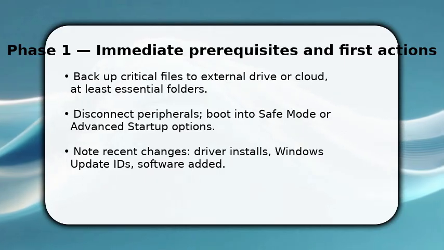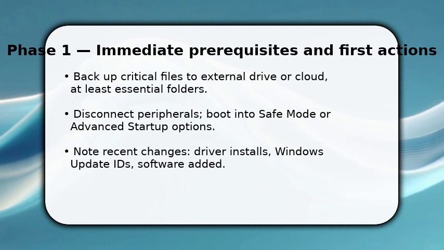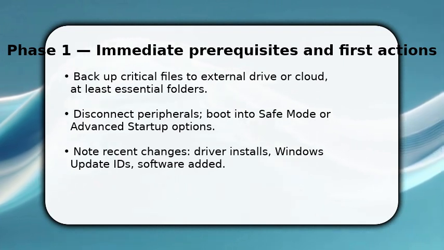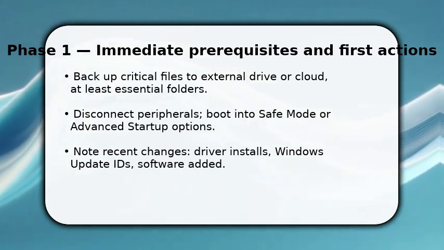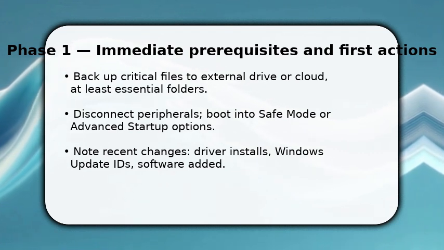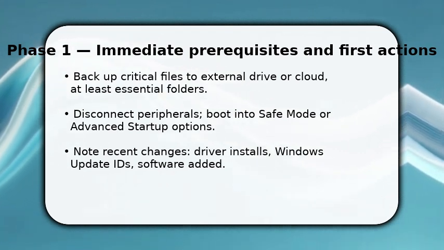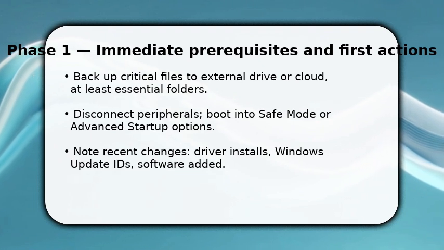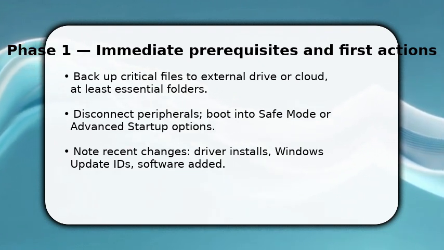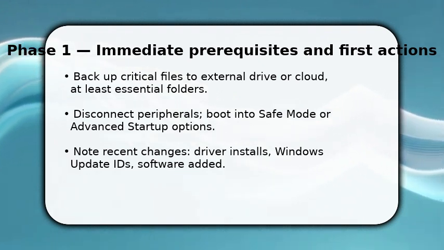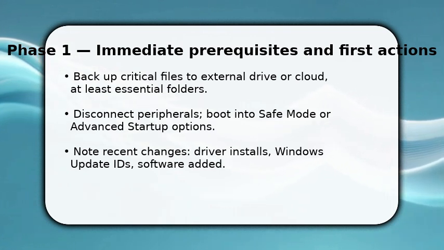You start by securing your data and getting into a controlled environment. Backup essentials, then disconnect USB devices to rule out hardware. Once done, reboot into safe mode or advanced startup. This prevents third-party drivers from loading and reveals if core Windows is unstable. Make sure to note recent driver updates or Windows Update ID because these are common causes.